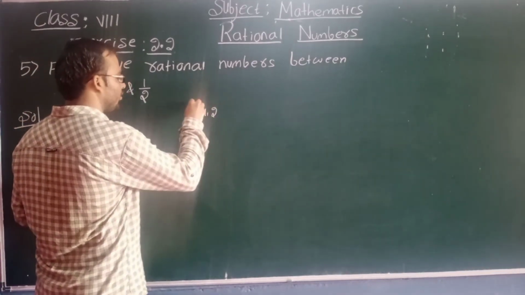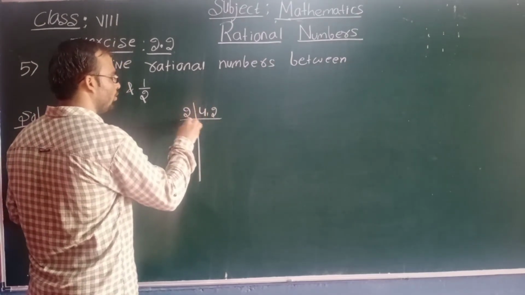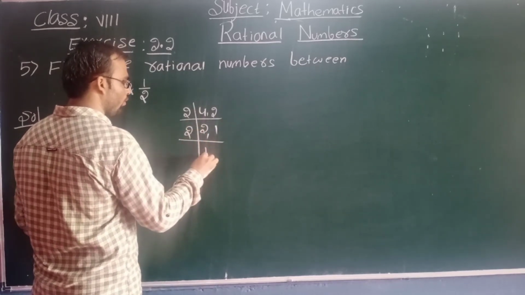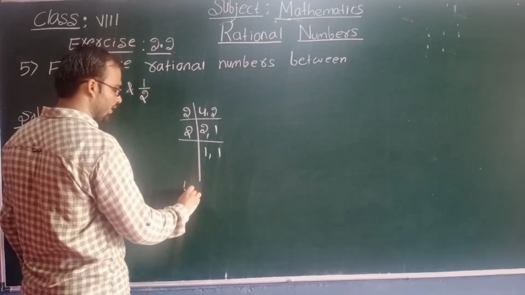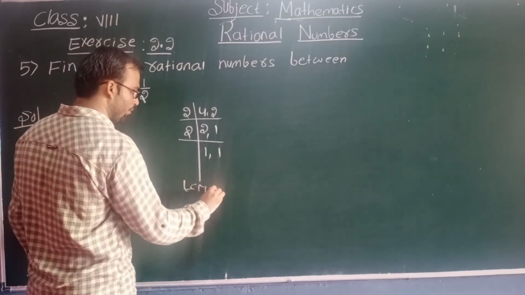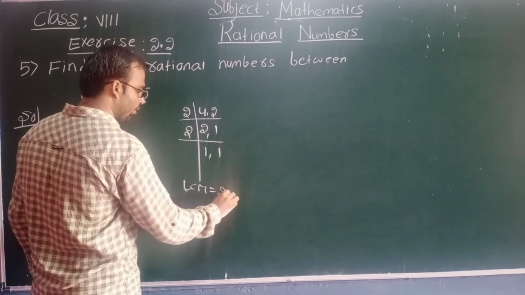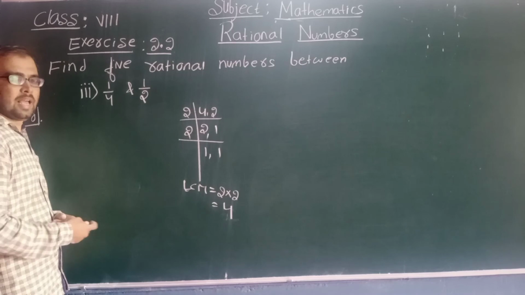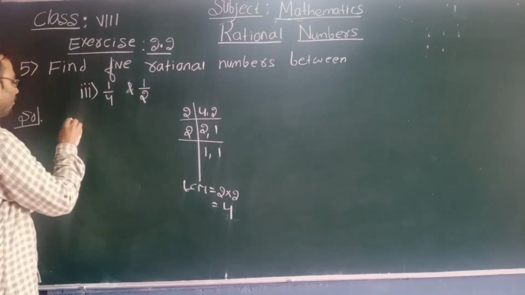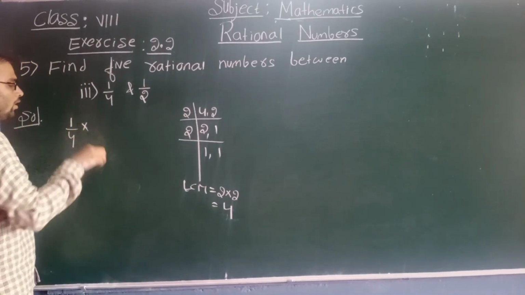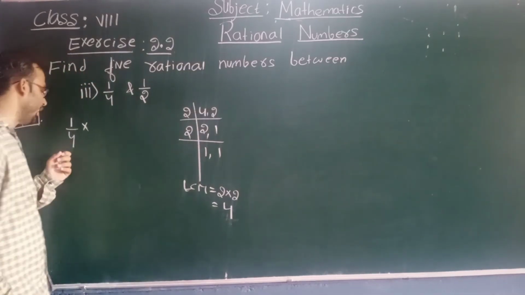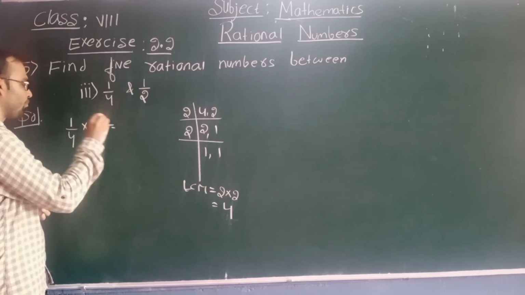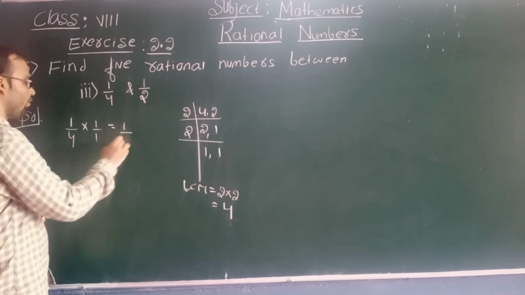So here 4 and 2. 2 2s are 4, 2 1s are 2. 2 1s are 2, 1 as it is. So what is LCM here? 2 into 2, that is 4. LCM is 4. As LCM is 4, just take first this number, 1/4. Look at here. LCM is 4 and your denominator is 4, so need not multiply any other number. 1 ones are 1, 4 ones are 4.